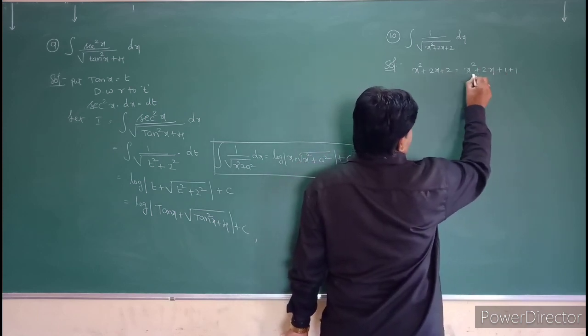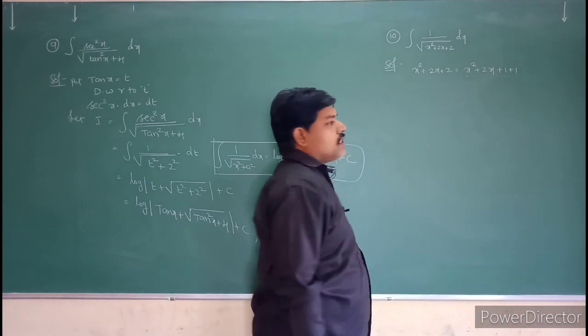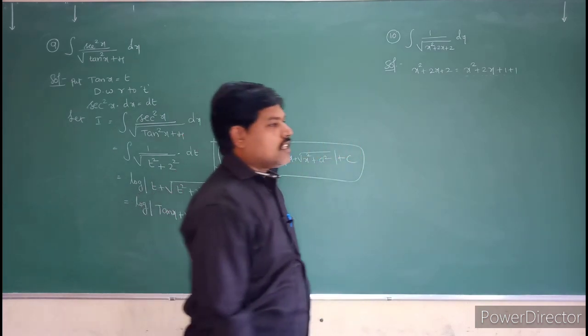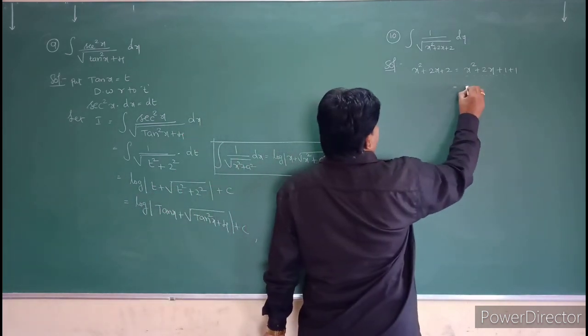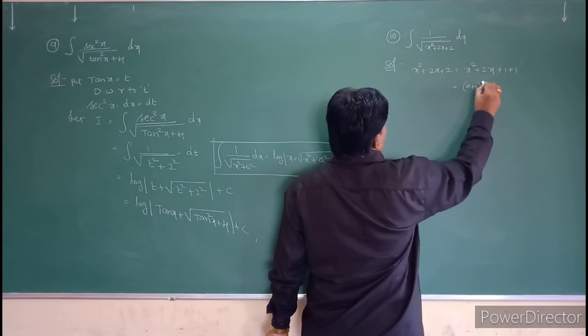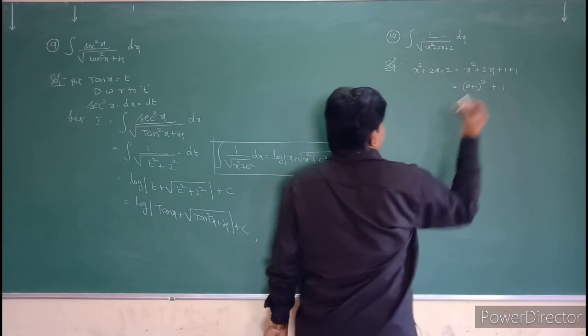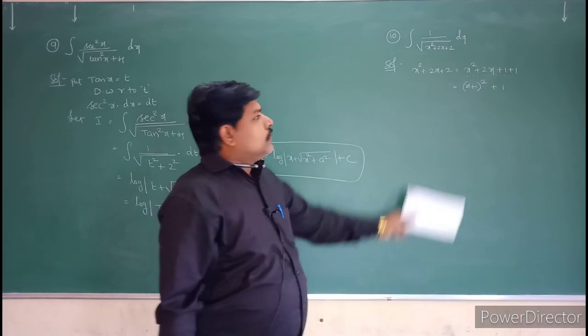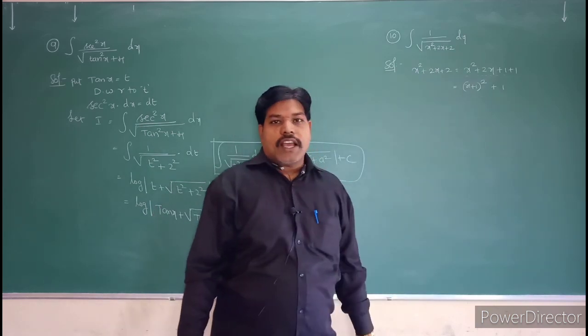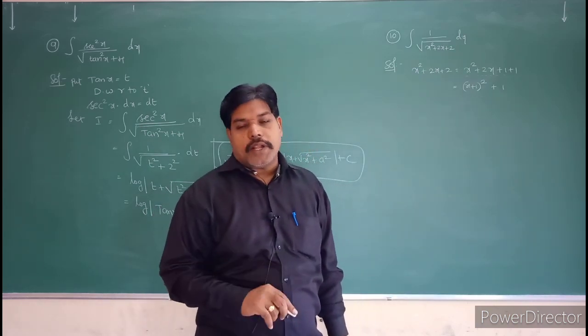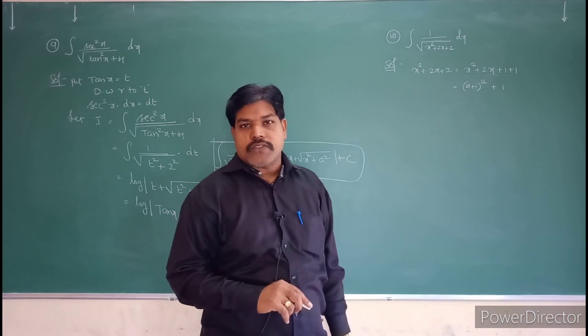What is this one? See this. What is that formula? x square plus 2x plus 1 is nothing but x plus 1 whole square. So x square plus 2x plus 2 you can write as x plus 1 whole square plus 1.